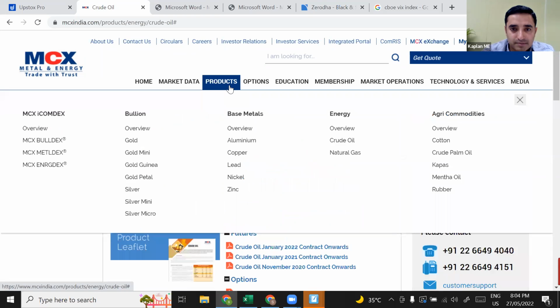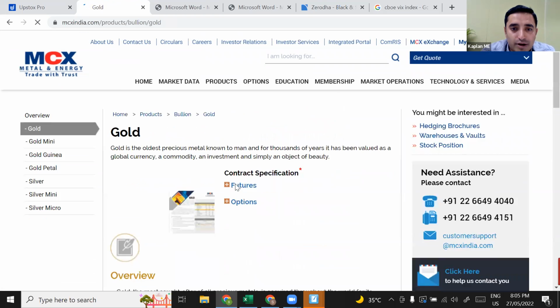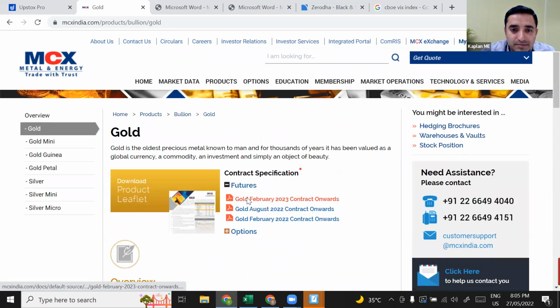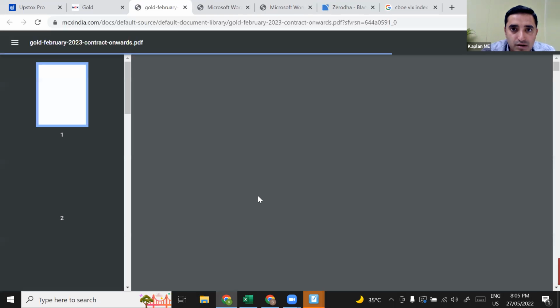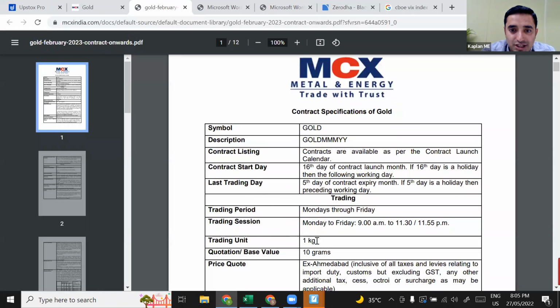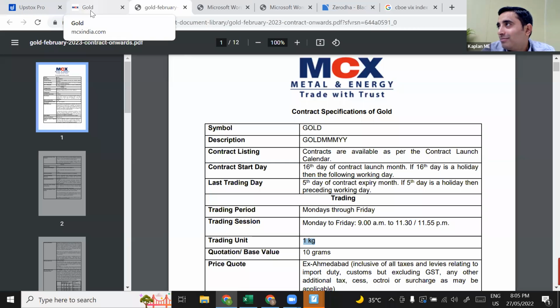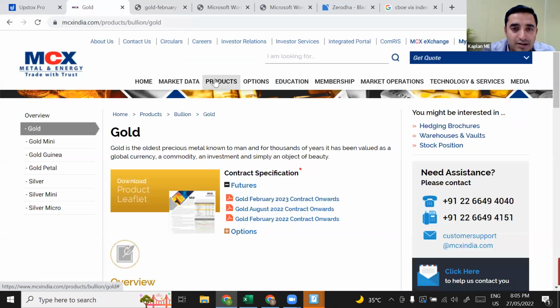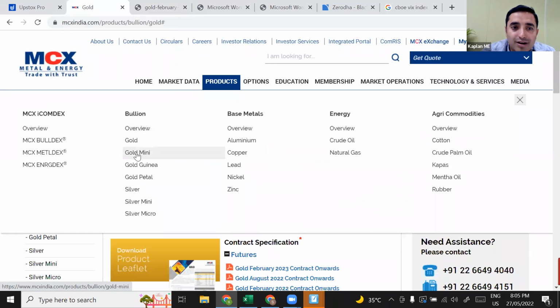But if you look at products like, for example, gold, you have gold mini, right? So they allow small people also to trade so that the notional value can come down. Generally, if you look at gold futures contracts, the contract size would be 1 kg. Trading unit is 1 kg. Clear? But 1 kg of gold basically means a big amount. So if you don't want to trade in such a big amount, there is the gold mini contract.